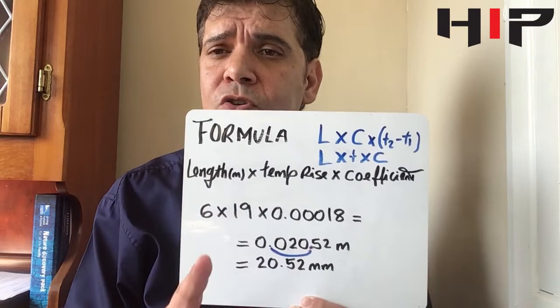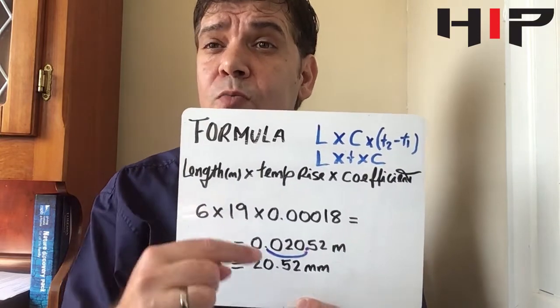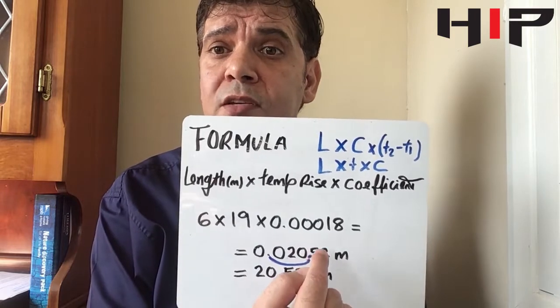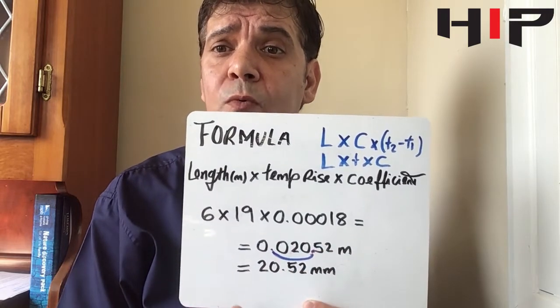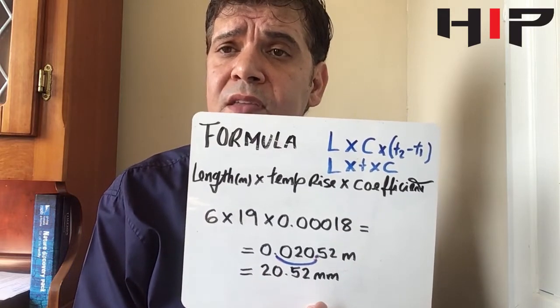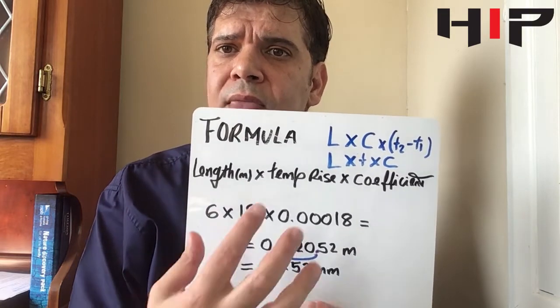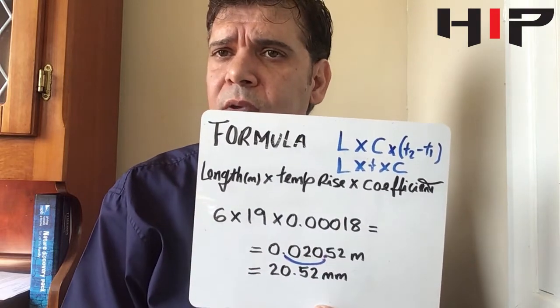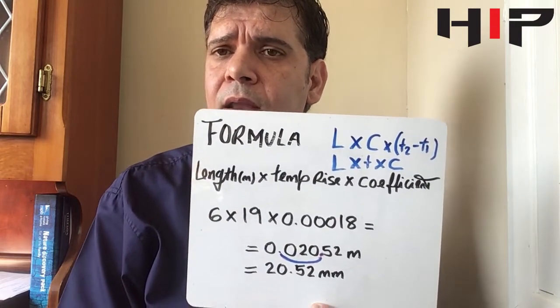Now, some students have a problem with this. This is why we have to refer to maths. Remember your decimal point, so you need to move your decimal point across. Which gives you 20.52 millimeters. So that expansion is about 20.52 millimeters. Now then, what you need to do is practice. The more practice, the better you become and the more you understand it.